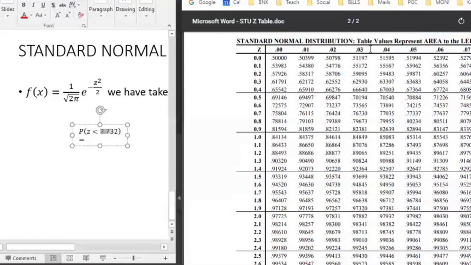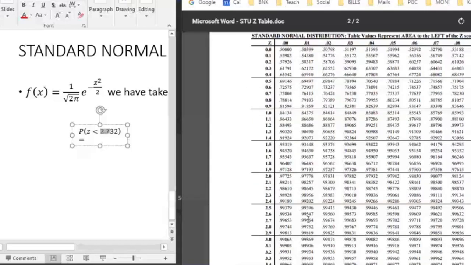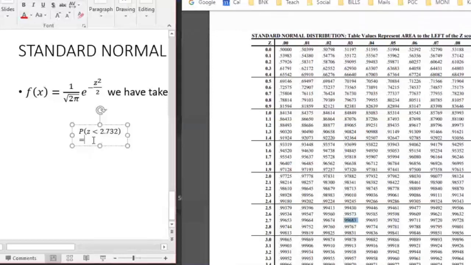The top margin goes 0.00, 0.01, 0.02, 0.03, 0.04 like that. So for 2.732, 2.7 here, and 3 is in the top, so it is 0.99683. That is the value for this z.